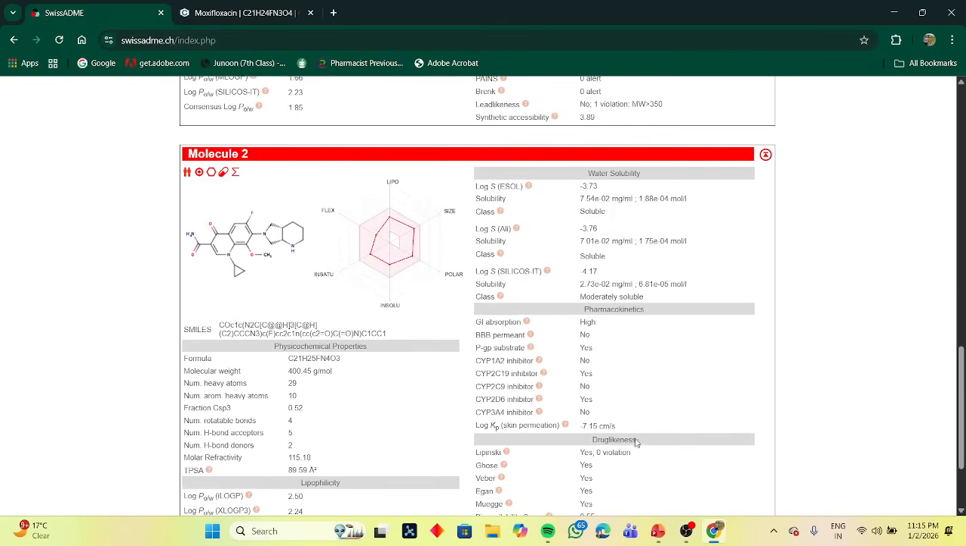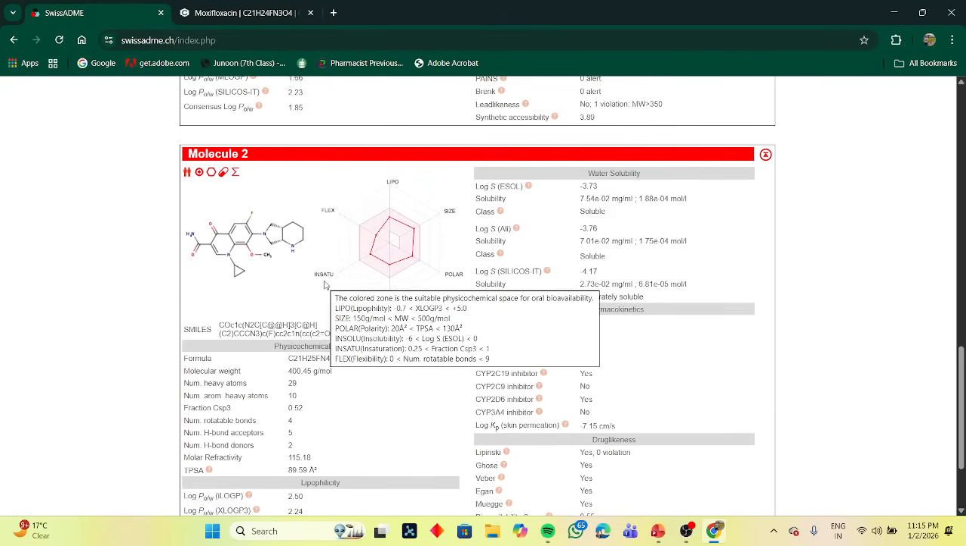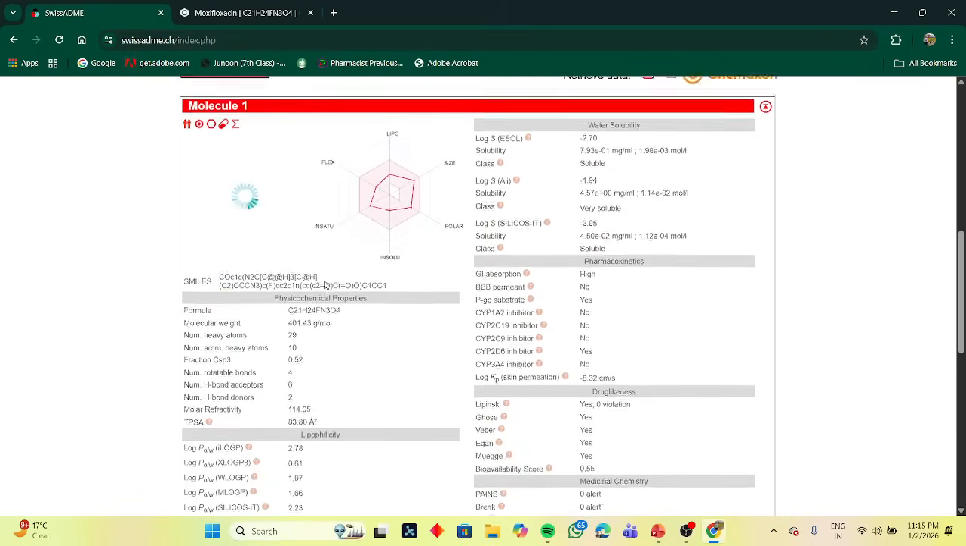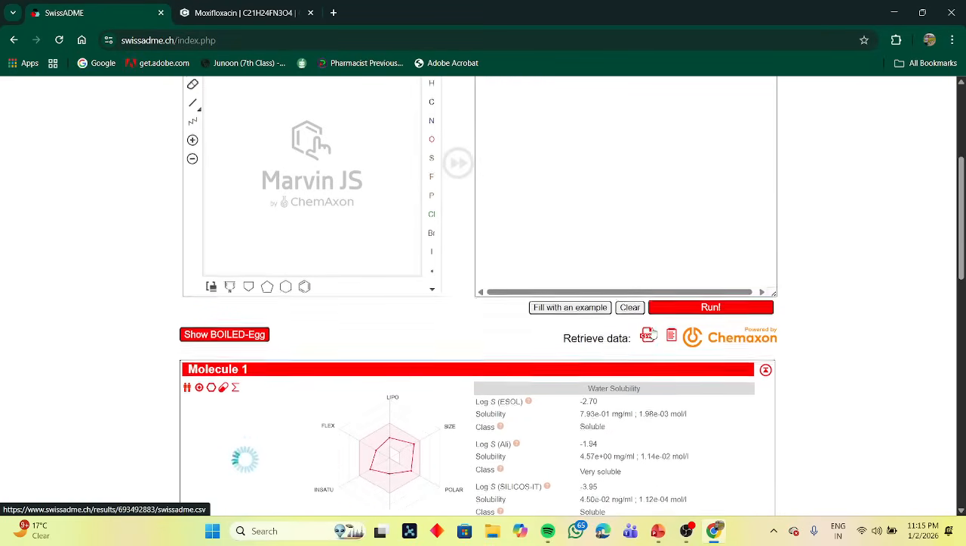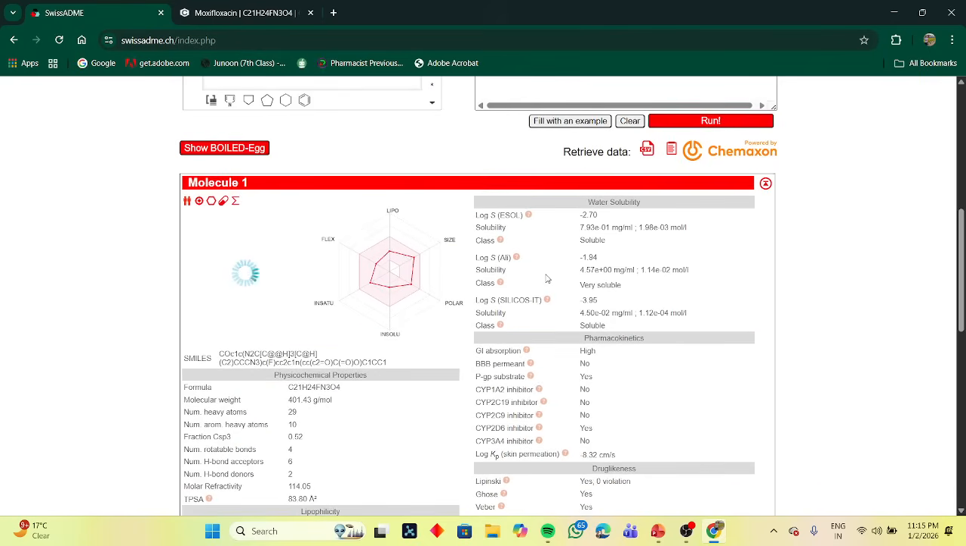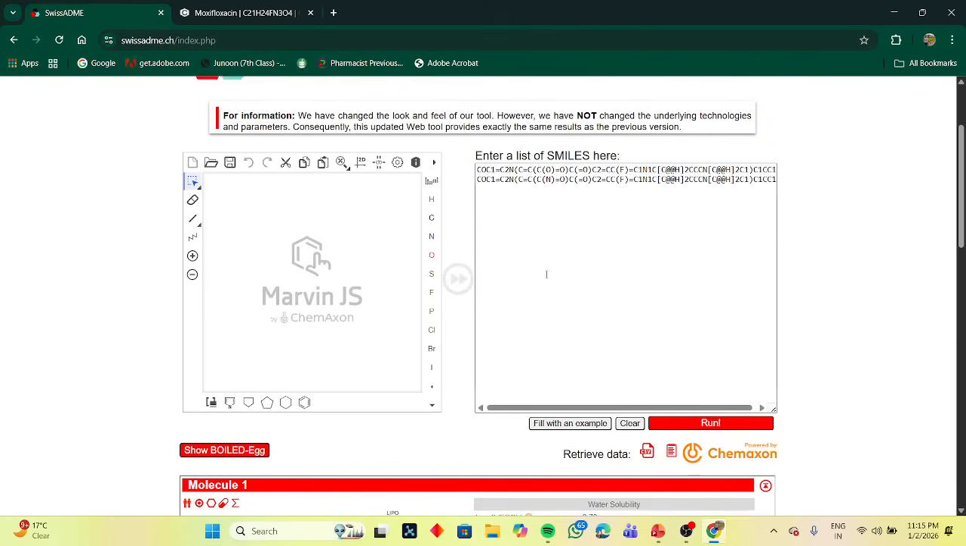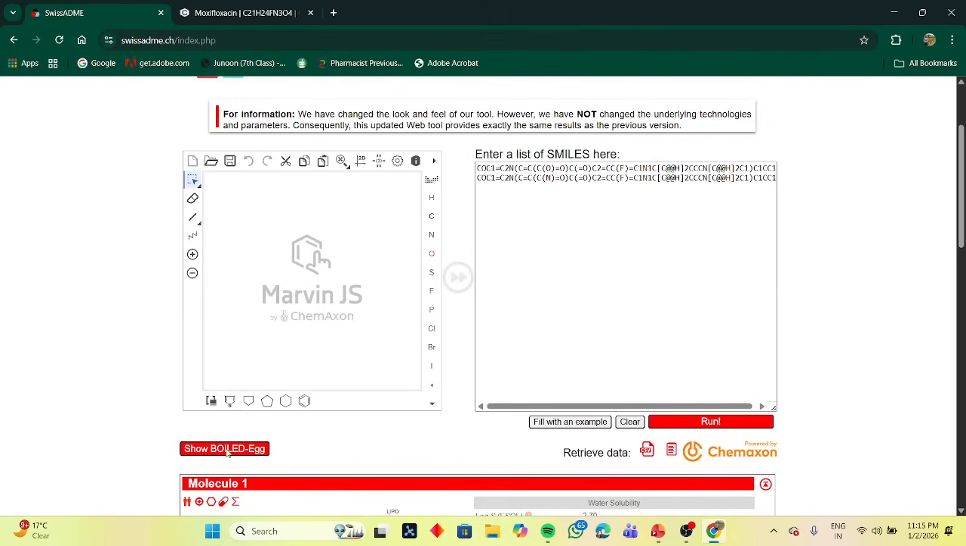So in this way, you can prepare your own set library. You can prepare 5 to 10 set library, and you can retrieve all the data in Excel sheet format, or you can simply take screenshots of these things. Now next, coming to the BOILED-Egg.